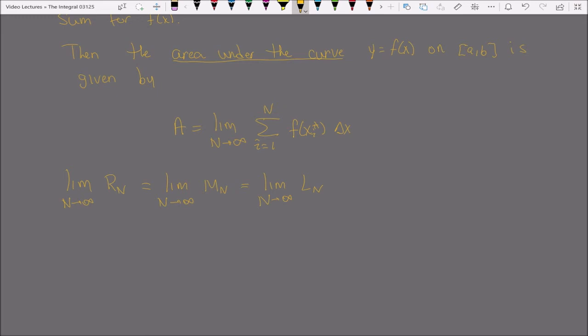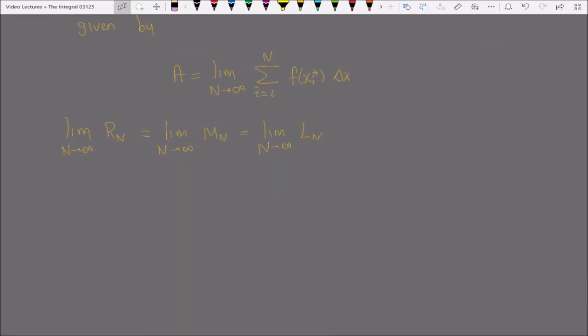Right, since all of these approximations will converge to the same value, typically we take the right endpoint approximation as our Riemann sum. Although this can change depending on the function, right? So we'll typically use the approximation that is most convenient. We now define the Riemann integral.